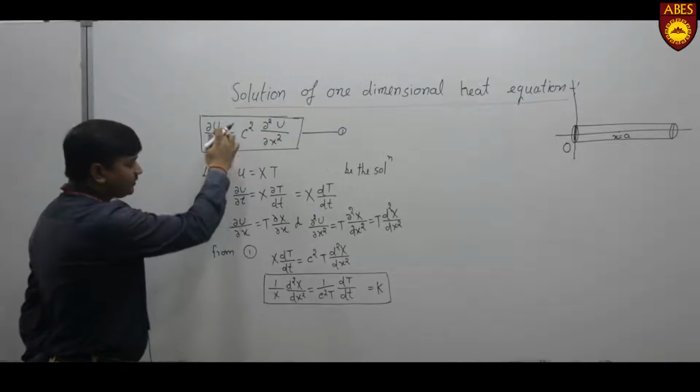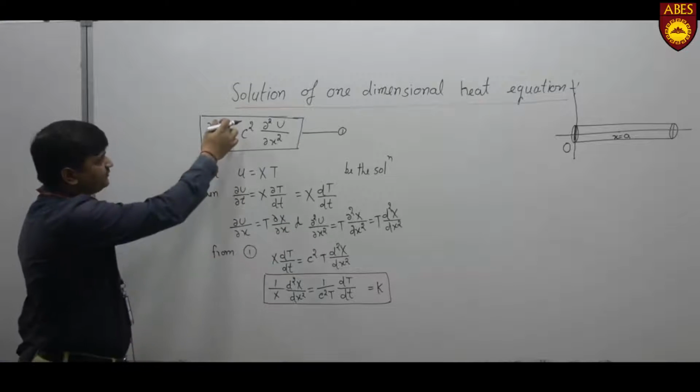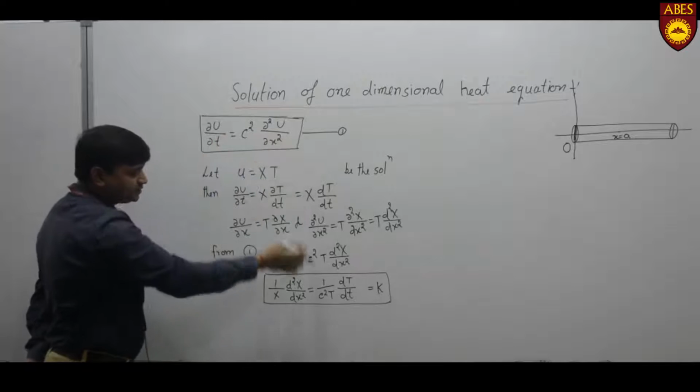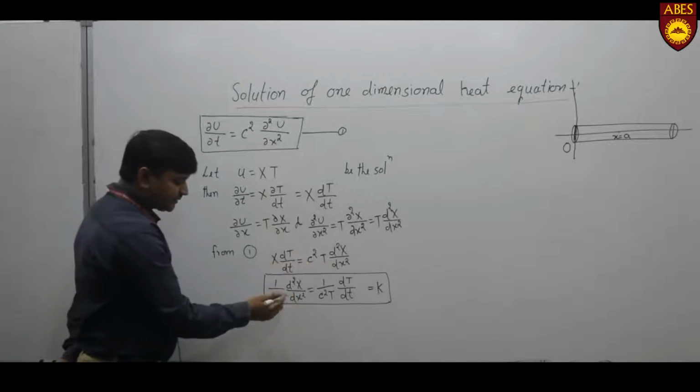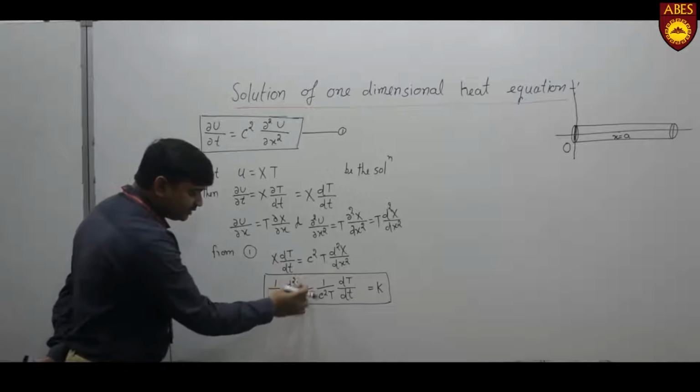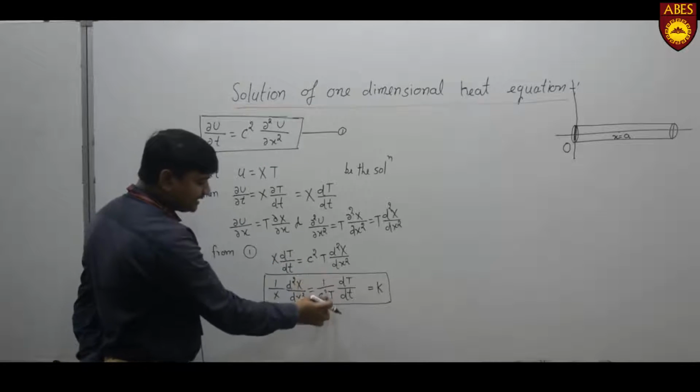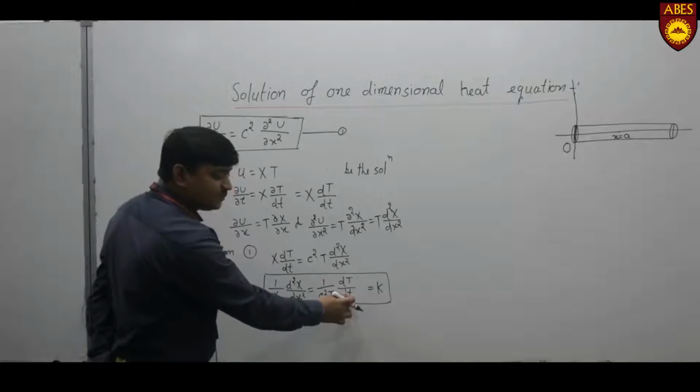Now, we will satisfy the given equation number 1 by these values. We are putting the values of ∂u/∂t and ∂²u/∂x², and we get this relation. Now, just separating the variables, we get (1/X) d²X/dx² = (1/(c²T)) dT/dt.